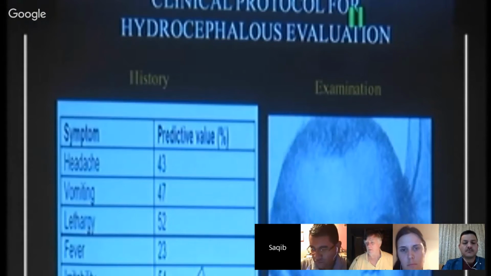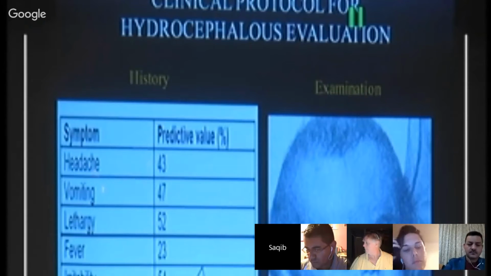Okay, after this initial brief preview about obstructive and communicating hydrocephalus, to manage these patients, always start with history and examination. There are a couple of history features that are important when you're dealing with a patient who has hydrocephalus or has got a shunt in place.